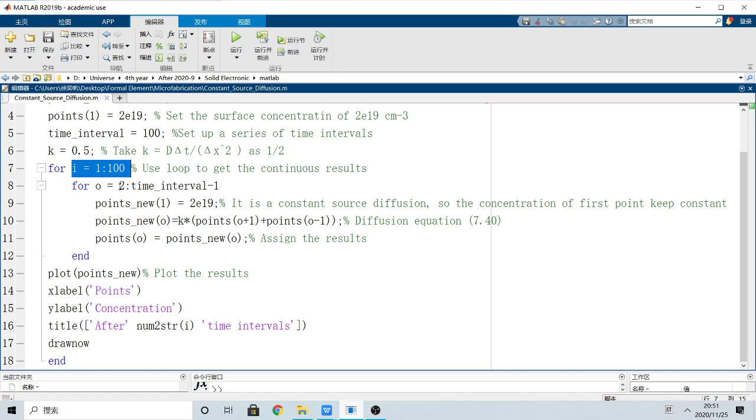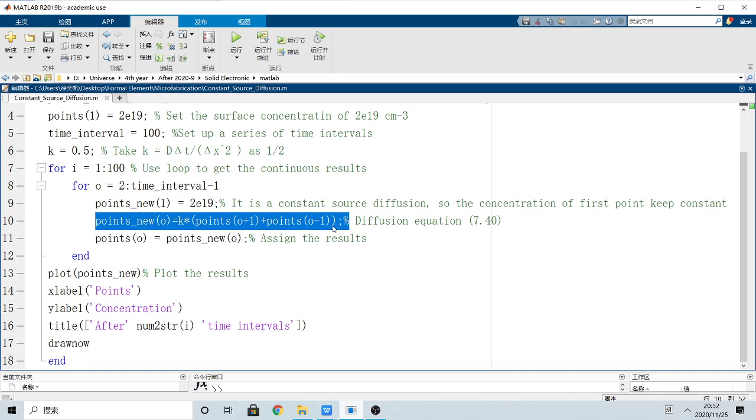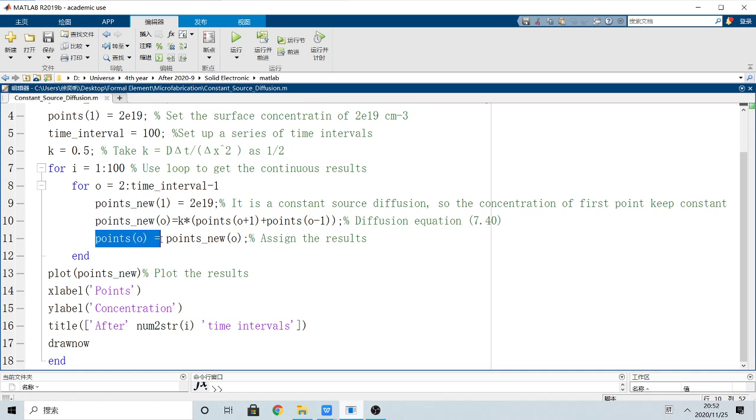There are two loops. One is the internal loop, and the other is a big loop to get the continuous results. The internal loop is used to calculate every point's concentration. So we set the back concentration to 2e19, and we use this finite difference equation to get a new value from the old value. So we set the loops, and we plot it one by one, and let's see its conclusion.